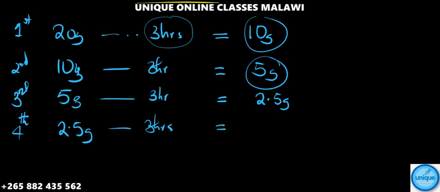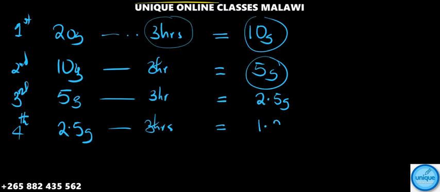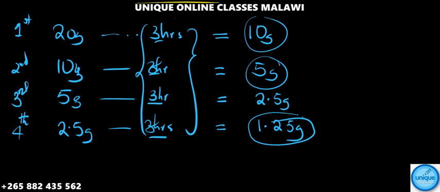Half of 2.5. So on my calculator here, let's have 2.5 divided by 2, half again, and the answer is 1.25. So you can have here 1.25 grams. So you can see this is after 12 hours. So 3 added four times equals 12 hours. So we have this one as the final mass after 12 hours.